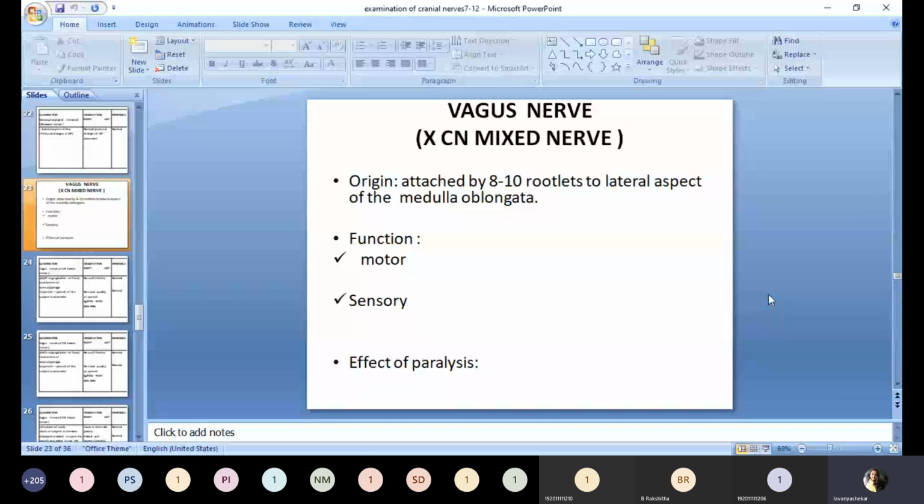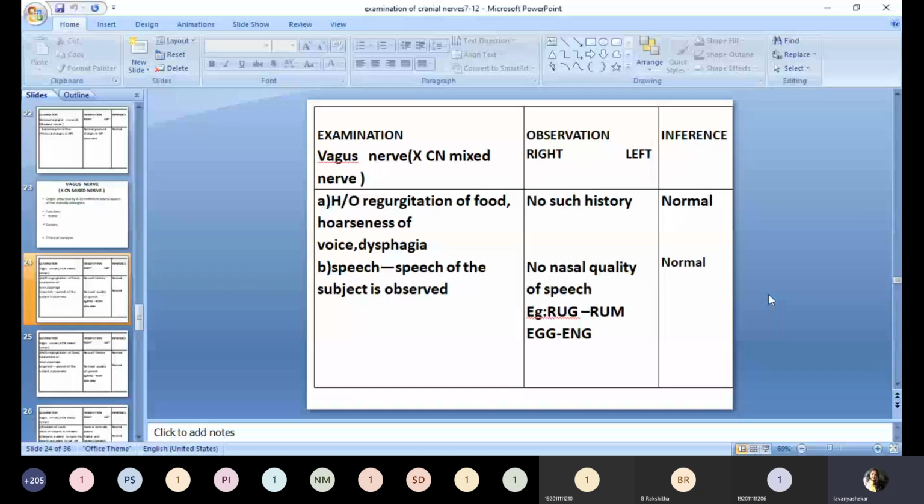Again, here you are going to ask the subject about the history, whether he had regurgitation of food, and whether there is any hoarseness of voice, dysphagia, that is, unable to eat, and with speech you are going to observe. So you are going to ask the subject to pronounce a few words. In case you find the nasal twang in the pronunciation, then there is a defect in the vagus nerve. So there is damage to the vagal innervation.